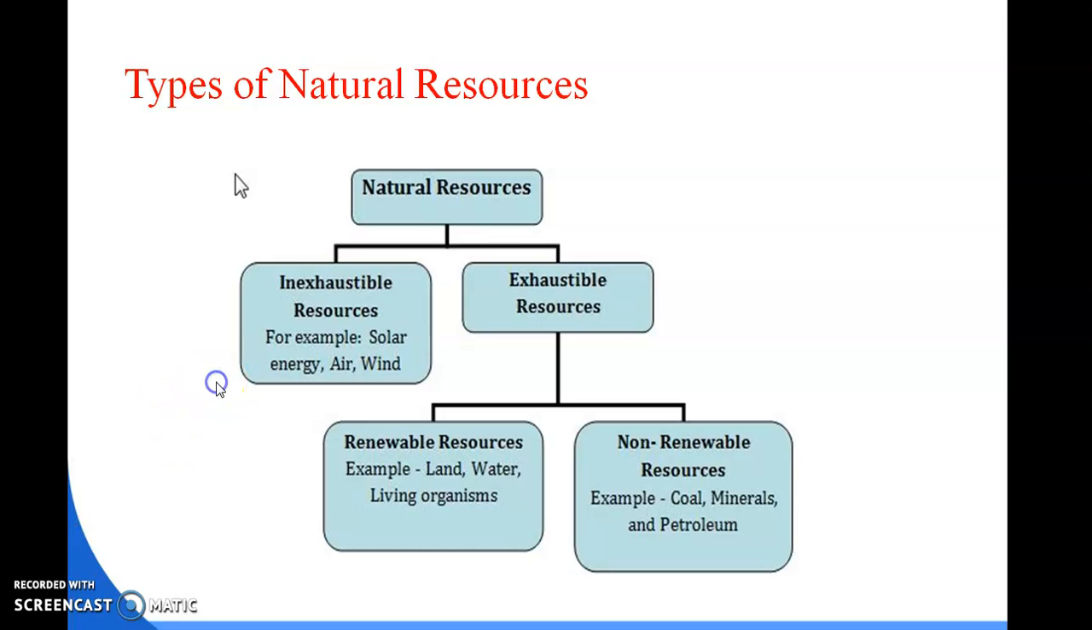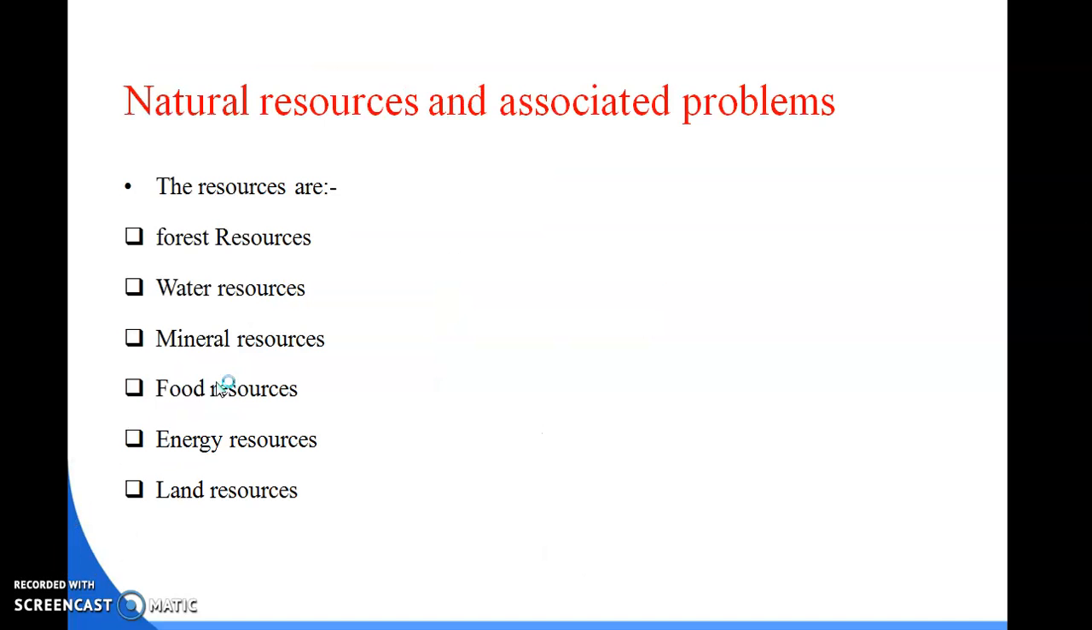So, our next topic is natural resources and associated problems. There are various types of resources which we are going to study. First one is our forest resources. Second is our water resources. Third is our mineral resources. And fourth is our food resources, energy resources, land resources. So, all these resources we are going to learn in this chapter. And what are the problems that are associated with it?